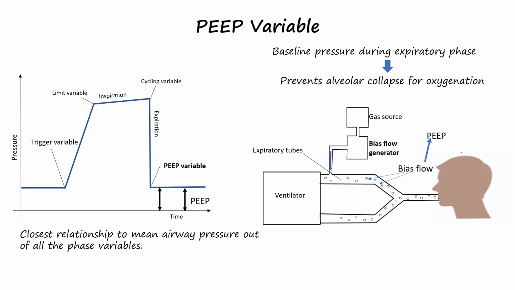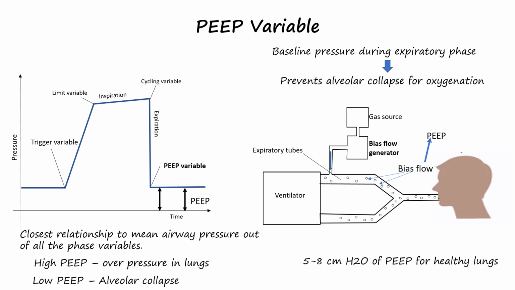If the applied PEEP is too high, it can lead to overpressure of airways, and if too low, the alveoli can collapse and hamper oxygenation. The healthy lung should be ventilated with 5 to 8 cm water of PEEP. The methods of choosing the optimal PEEP in various lung pathologies are discussed elsewhere.